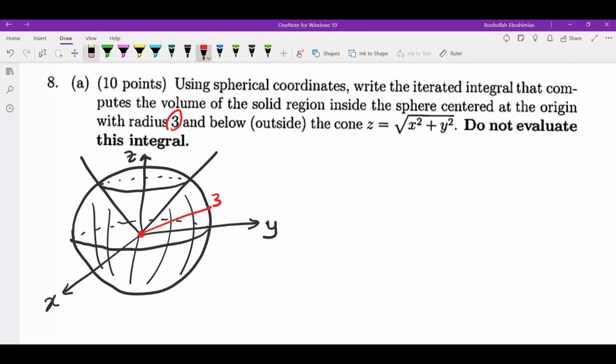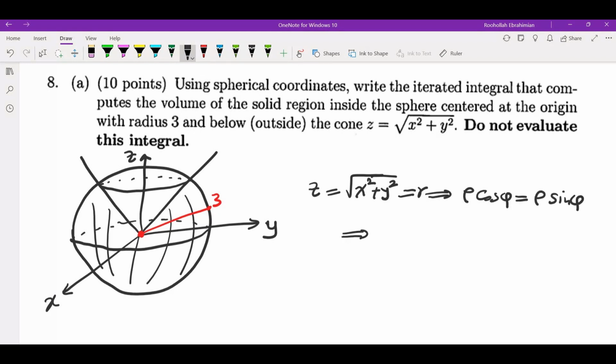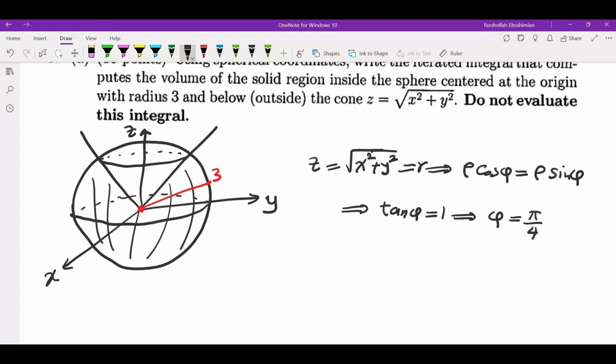Rho goes from 0 to 3. Phi goes from the cone to the bottom. So let's first figure out what the cone is. Cone is z equals root x squared plus y squared, which is r. Z is rho cosine of phi, r is rho sine of phi. So that tells us tan of phi is equal to 1 and phi is equal to pi over 4.